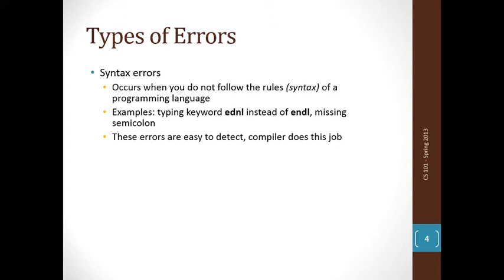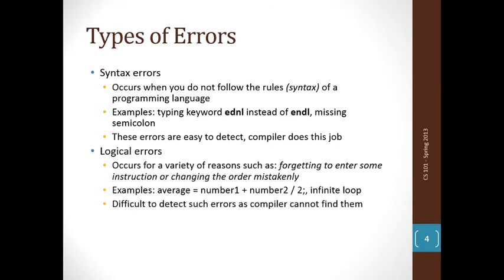Missing semicolon. For example, each and every statement in C++ language ends with a semicolon. If we forget to put a semicolon at the end of the statement, then this will also be a syntax error. These errors are easy to detect. The compiler does this job. Syntax errors are easy to detect because the compiler detects them. The programmer will automatically know the syntax error because the compiler will detect it.